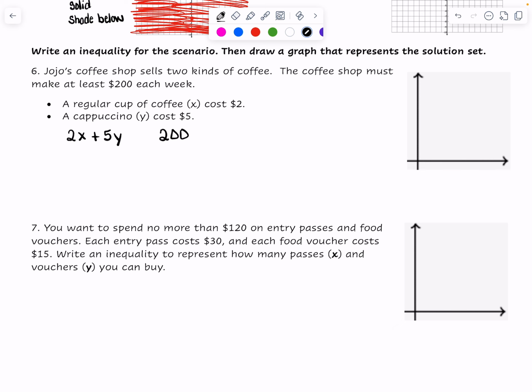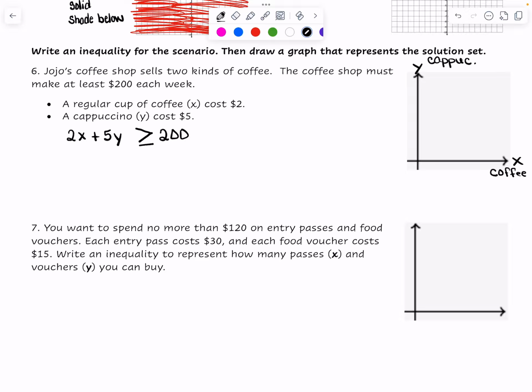So if she has to make at least $200, do we want 200 to be the smallest number or the largest number in our equation? Well, at least means we want it to be the smallest, so the smaller side of the inequality should point at the 200. So we will have 2x plus 5y is greater than or equal to 200. Now, on this graph over here, we are going to be graphing the x-intercept and the y-intercept. So we are going to be talking about coffees on the horizontal line, and we are going to be talking about cappuccinos on the vertical line.